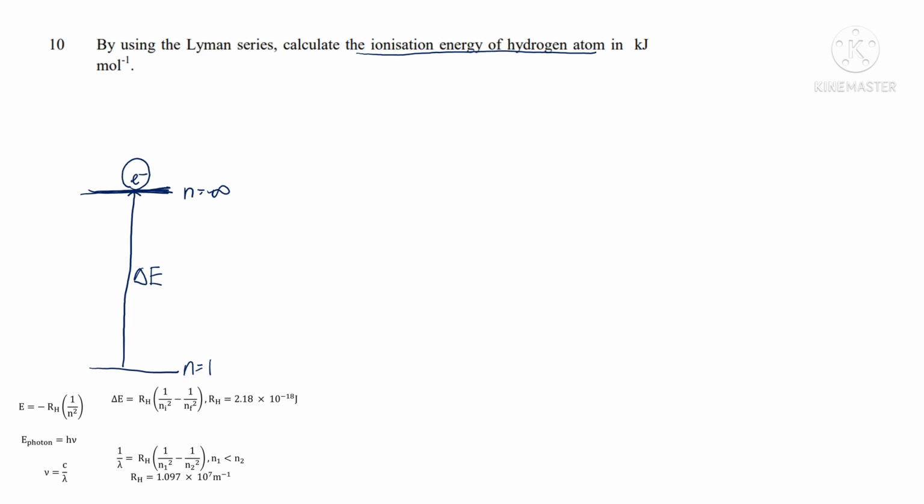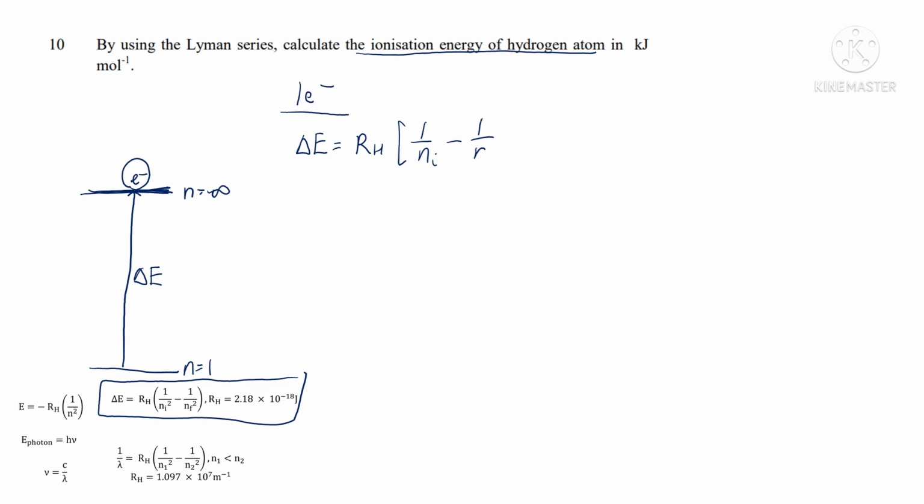So what is the amount of energy involved in ionizing the atom? Basically, to calculate that, we need to use this formula. But remember, this formula is for 1 electron. For 1 electron, we are calculating the amount of energy needed to remove an electron completely from an atom. When using this formula, we need to know where our initial energy level is.